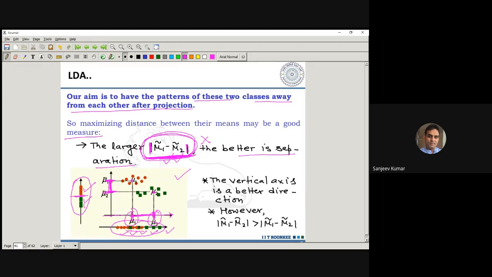We are missing something. And if you look at this example, you can observe what we are missing. Anybody of you?